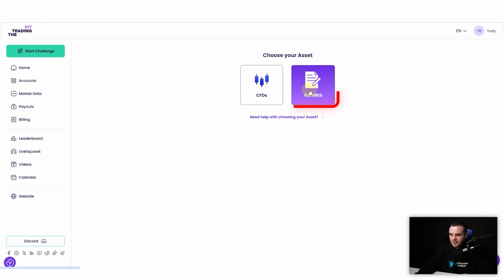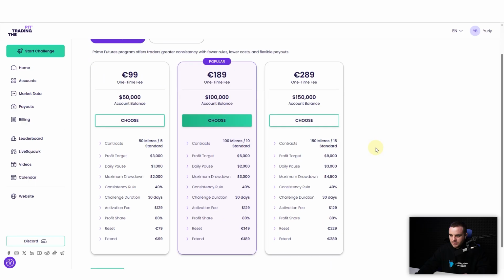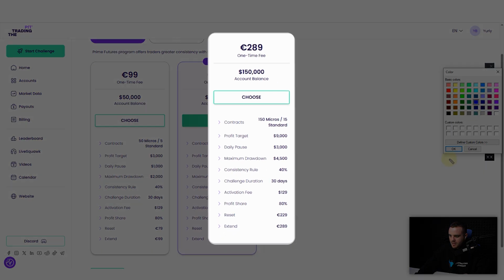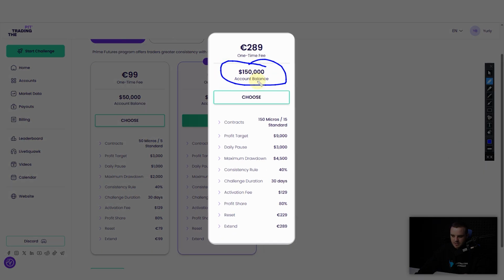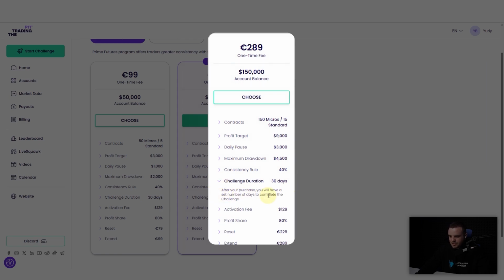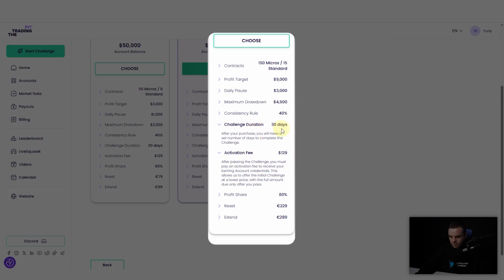Start challenge. I use only futures. Here, I chose Prime. At this moment I use Prime 150. What do you have here? First, profit target 9. You have maximum drawdown, daily drawdown 3000, 4500, consistency rule 40%, challenge duration 30 days, but after you purchase you will have a set number of days to complete the challenge. There is a 30 days activation fee. When you pass, you will need to pay this activation fee. And in the end, profit share shows the percentage of profit you're eligible to receive, 80%.